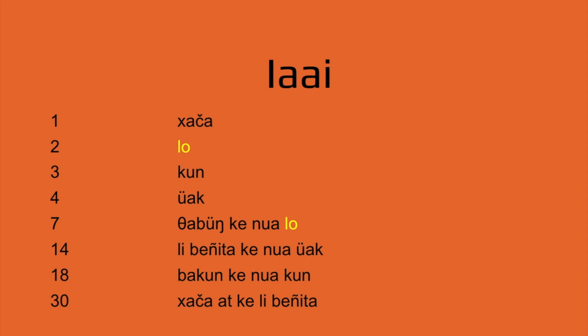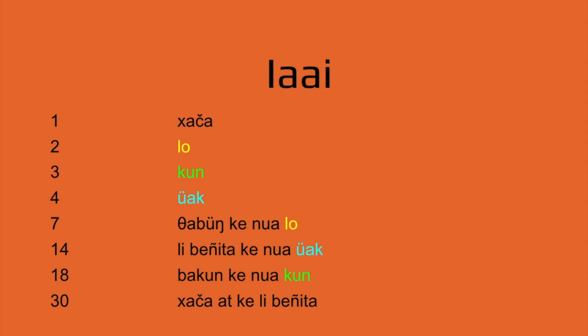Similarly, that number kun for 3, you'll see it appears in the number 18. And again, it's a multiple of 5 plus 3. By the way, number systems tend to be grouped around 5s and 10s because we've got 5 fingers on each hand. Uak, the number 4. You'll see that in the number 14 as well, and again, multiple of 5 plus 4.